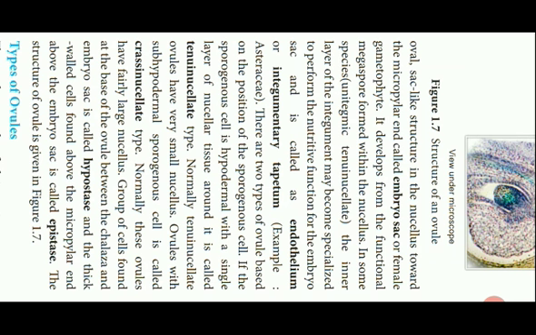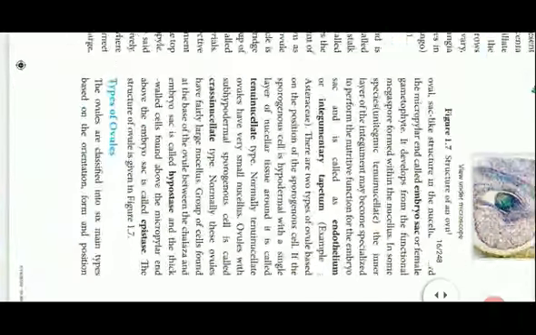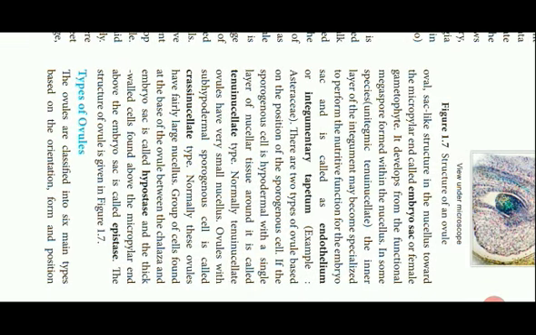Normally, crassinucellate ovules have a very large nucellus. A group of cells found at the base of the ovule, between the chalaza and the embryo sac in the diagram, is called hypostase. And the thick-walled cells formed above the micropyle, above the embryo sac, are called epistase.